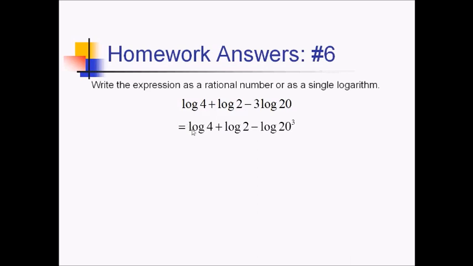log of, parentheses, 4 times 2 divided by, well, 20 to the third is 8,000. We can just do that now. 4 times 2 is 8. 8 divided by 8,000 is 0.001, or 1/1000th. Since this is log base 10, we can actually simplify this further. 10 to the negative third would give us this. So that's actually our final answer.